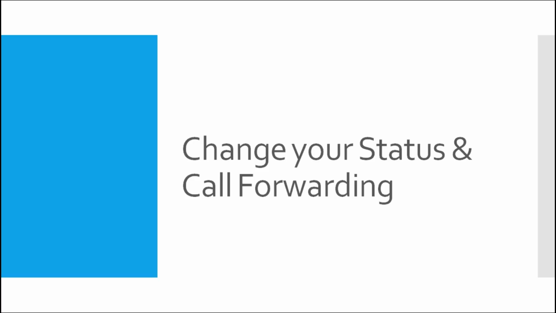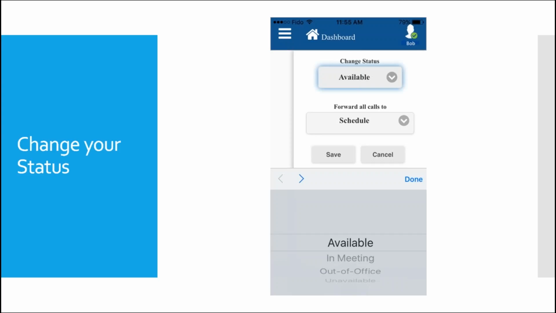So when you're in status and call forwarding, the first option at the top will be change status. So what you do is you tap on the box to change your status to either available, in meeting, out of office, or unavailable. If you select in meeting, you will be prompted to enter until what time. And if you select out of office, you will be prompted to enter until what date. When you're done setting your status, you can tap on save.